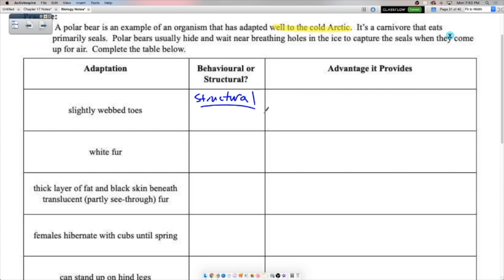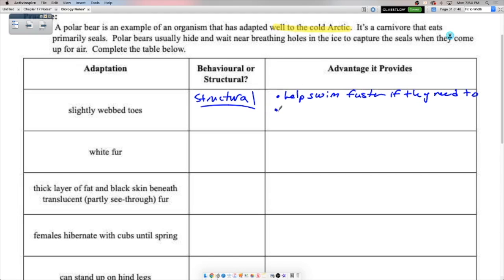That's structural, okay? Now, as we said, adaptations are not just features about you, right? They're not just things that you might like about yourself, right? They are things that help you survive to reproduce. So if they're telling us slightly webbed toes are an adaptation, they must do something that helps the polar bear survive. So what could be the reasoning that that would help you survive? Well, for a polar bear living in the Arctic, right, and we've seen they hunt seals that are in the water, webbed feet can help you swim faster, for one.